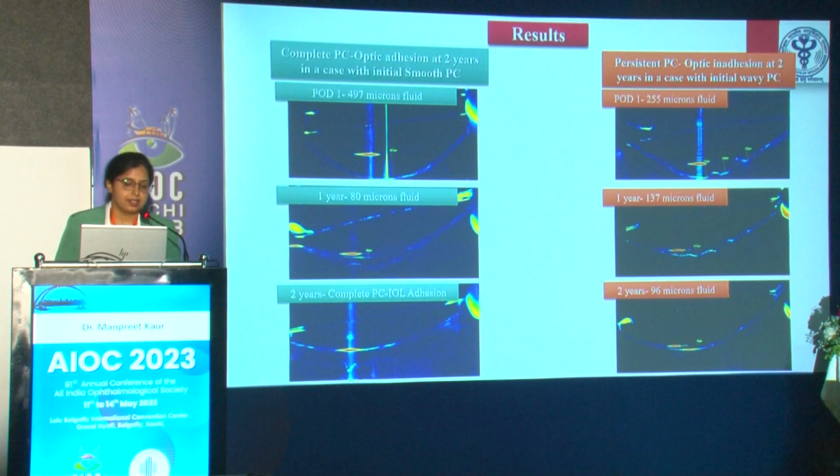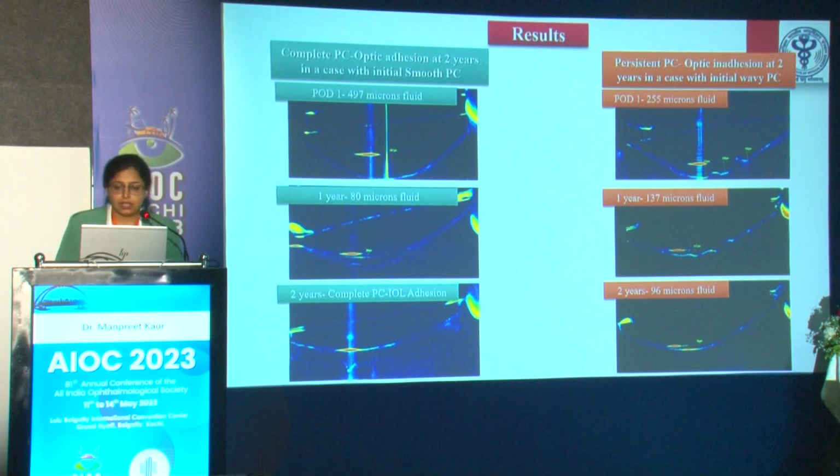So this is just an example of one case on the left-hand side with a complete PC optic adhesion at 2 years in a case with initial smooth posterior capsule configuration. On postoperative day 1, 497 microns of fluid was present which decreased to 80 microns at 1 year. And at 2 years, there's a complete PC IOL adhesion as assessed using ASOCT.